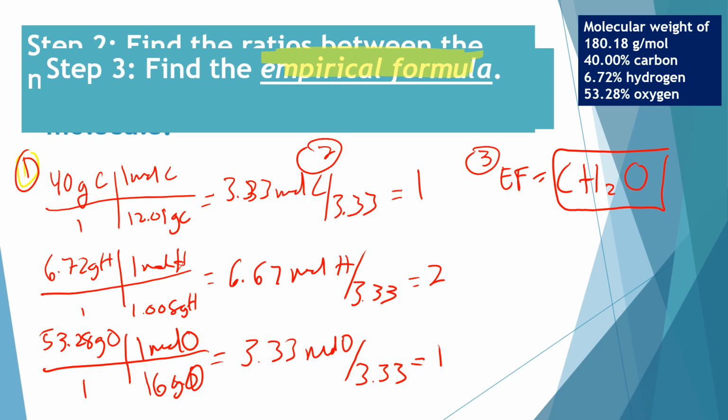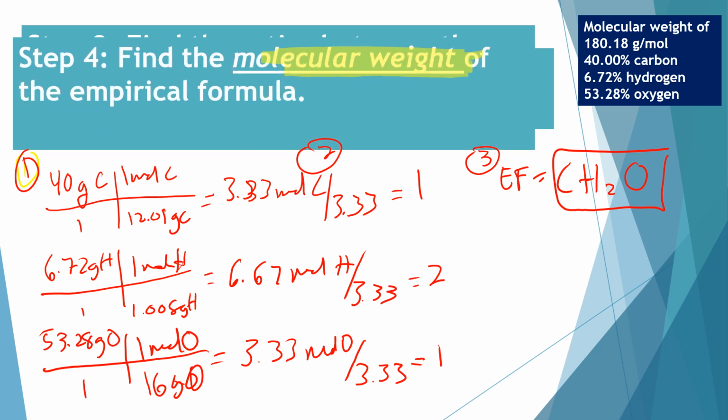Step 4, determine the molecular weight, or the empirical formula mass. So it's going to be just getting the mass of your answer from step 3. So 12 plus 2 times 1.008 plus 16 will be 30.026 grams per mole.